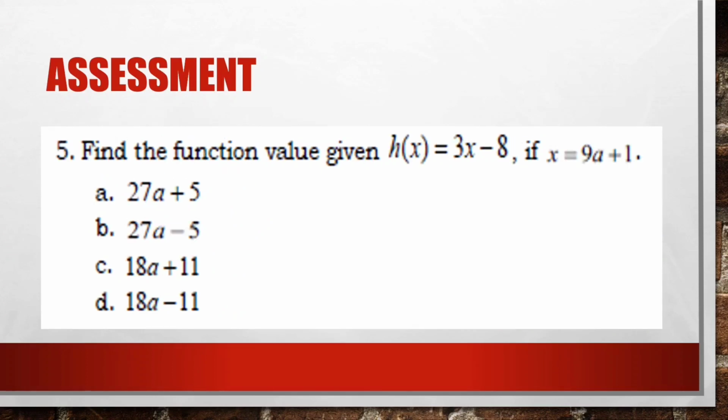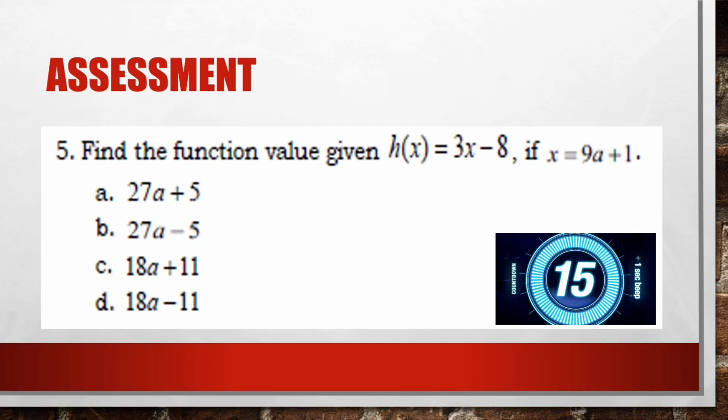And for question number 5, find the function value given h of x is equal to 3x minus 8 if x is equal to 9a plus 1. Find the function value given h of x is equal to 3x minus 8 if x is equal to 9a plus 1.